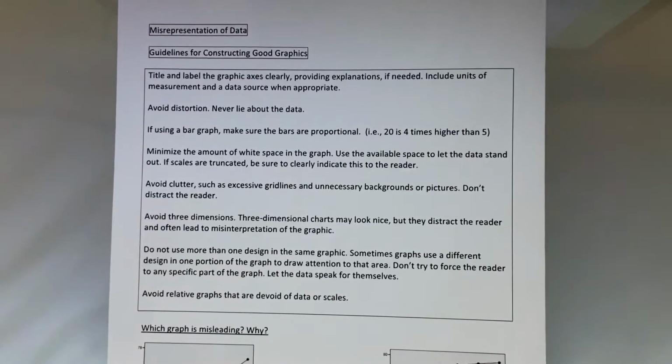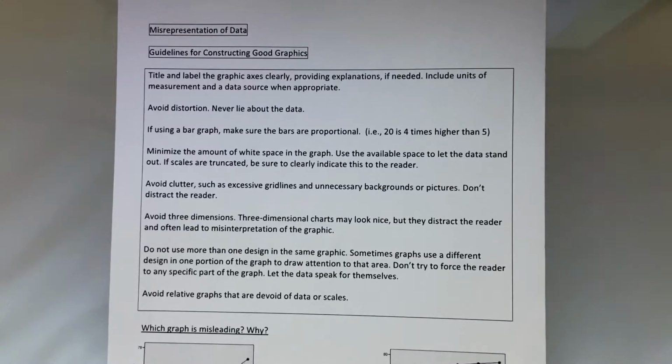Okay, Stats 2.3 is short and sweet for the last section of Chapter 2. It's all about what not to do to misrepresent data. For example, general things: title and label things clearly.